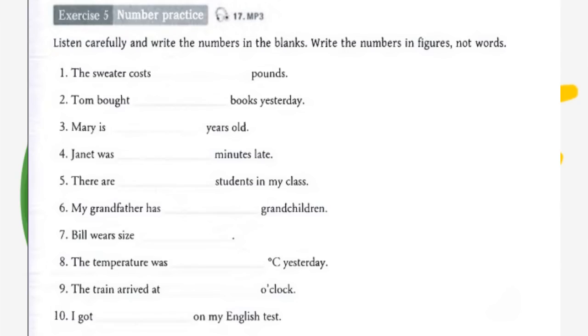Number 8. The temperature was 38 degrees Celsius yesterday. Number 9. The train arrived at 12 o'clock. Number 10. I got 87 on my English test.